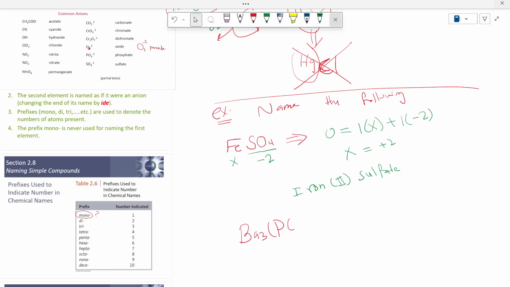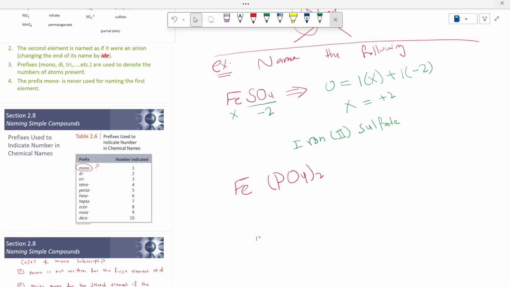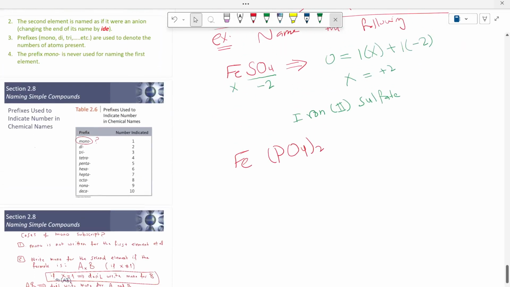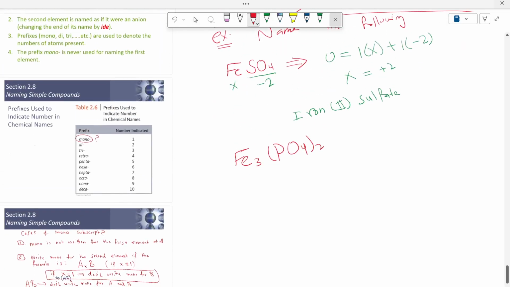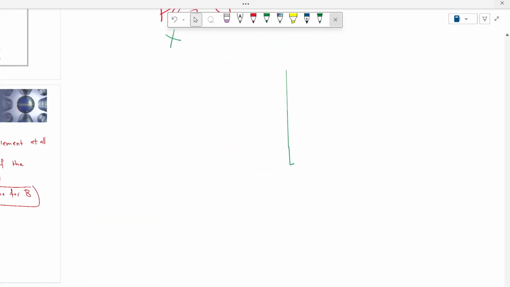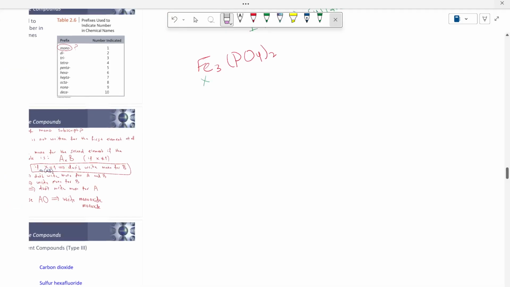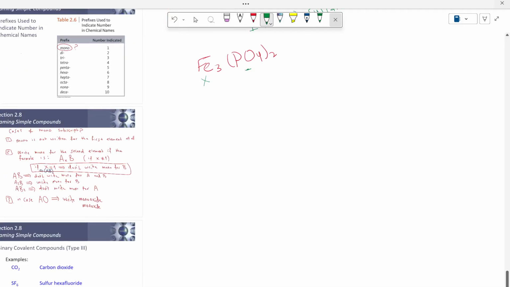Another example, let's say Ba3(PO4)2. Sorry, barium is a main group element, so no, let's change it to iron again. Fe3(PO4)2. Because iron is a transition metal, the charge is X, while here the charge of phosphate is -3. The total charge is 0.